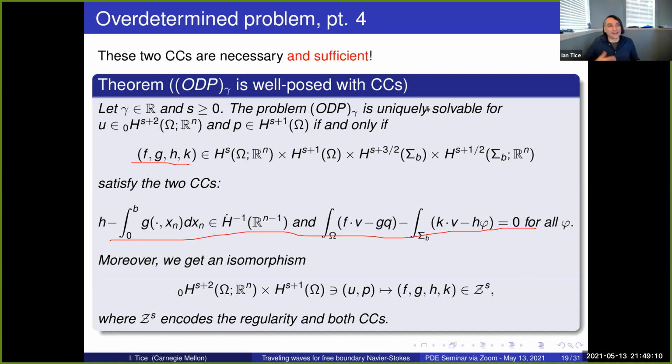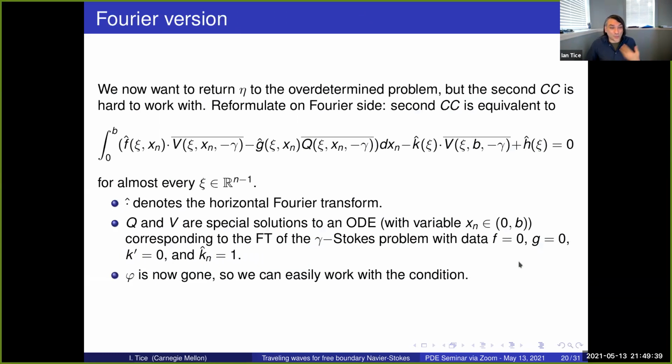And we can rephrase the unique solvability as an isomorphism between a standard Sobolev class for the velocity field and pressure, and some strange class of functions that I'm not going to specifically tell you about, which we call Z, for the data tuple. The norm here encodes these regularity properties as well as the compatibility conditions in some way. Okay, so the point is we now completely understand the overdetermined problem. So the question then is, what can we do with this?